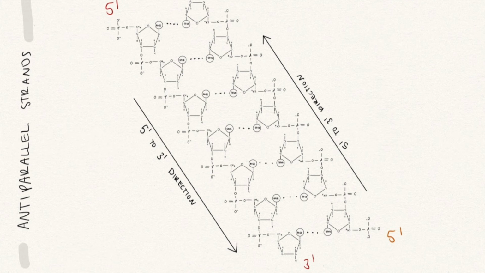So now you have the hydrophilic backbone on the outside of the helix and the bonded hydrophobic nitrogenous bases on the inside of the DNA. The strands are antiparallel, so they run in opposite directions. The directions are based off of the orientation of the sugar molecule, so the 5' carbon points towards the 5' end and the 3' carbon points towards the 3' end.